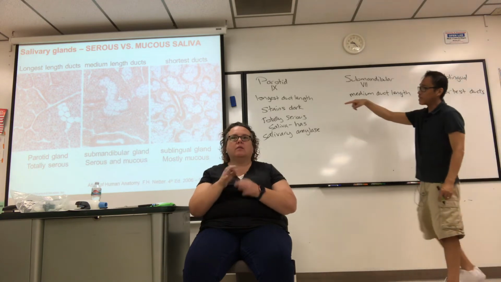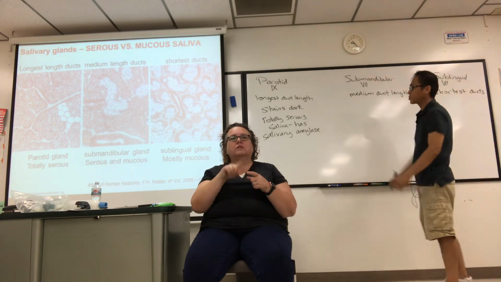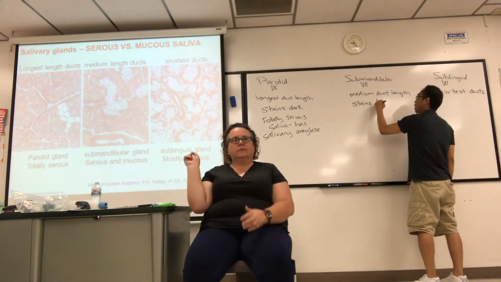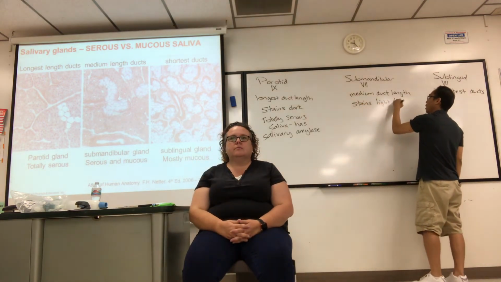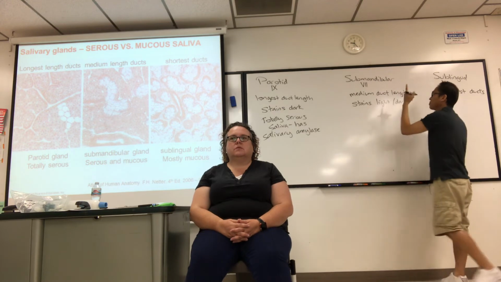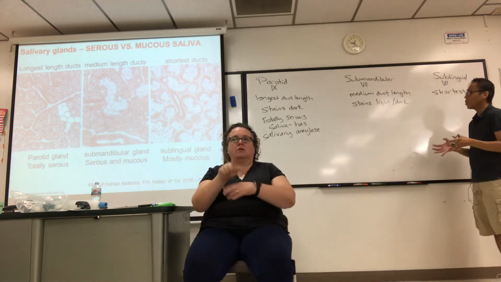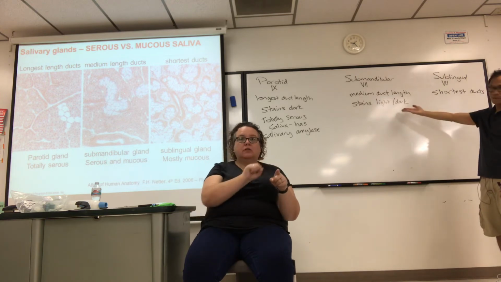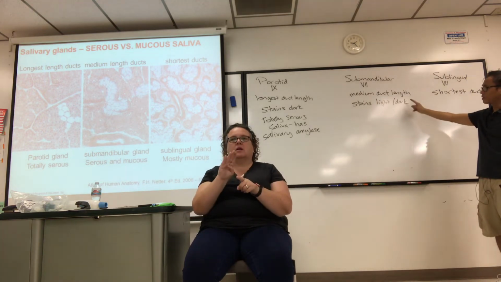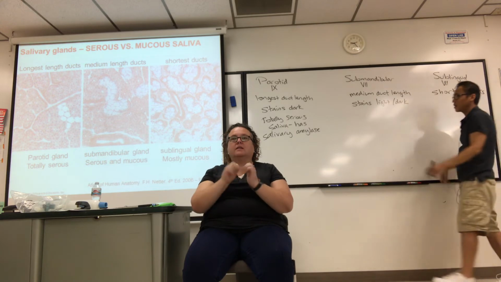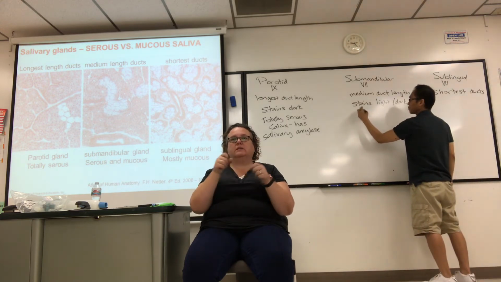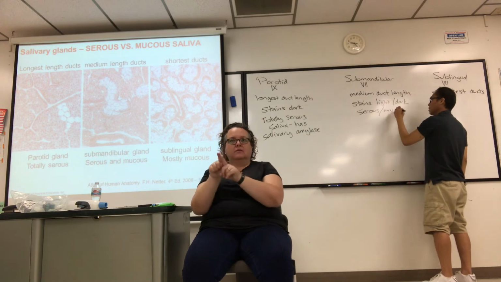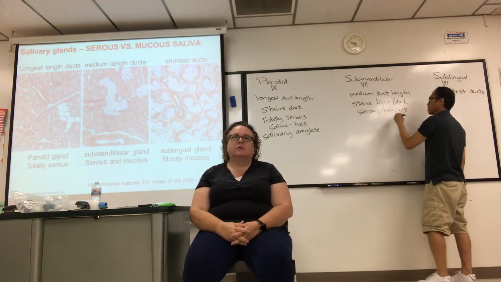The ones that stain light and dark, the middle picture there, have a medium ductway, so it can accommodate both serous and mucus saliva. That's the submandibular gland. Okay, the medium ductway, that's how it stains. It secretes serous and mucus saliva.